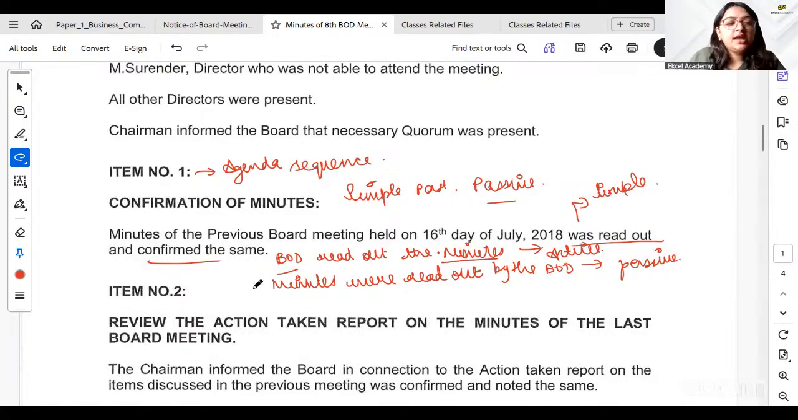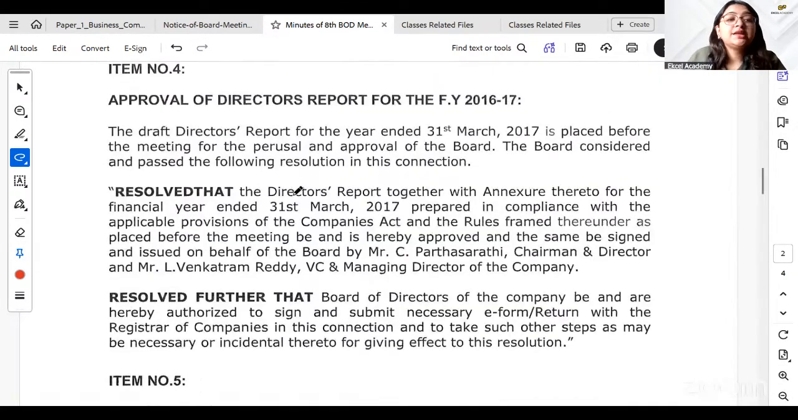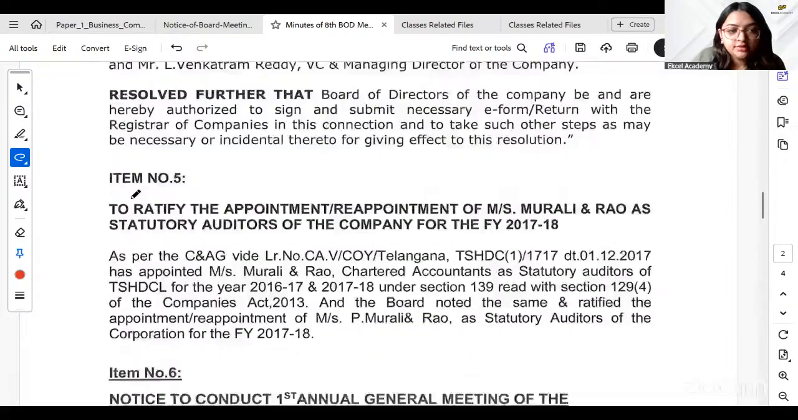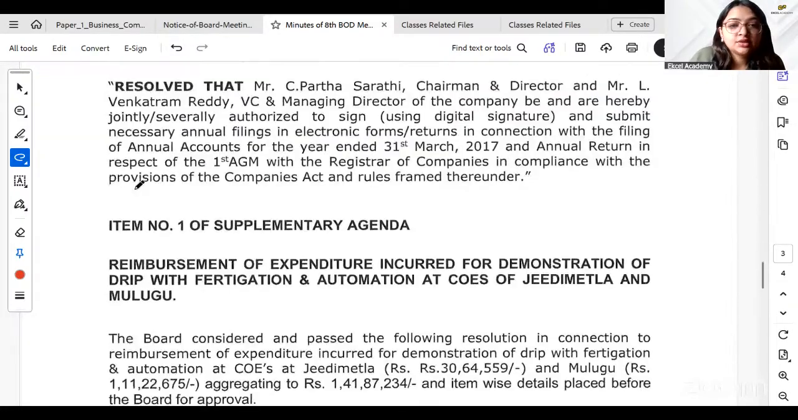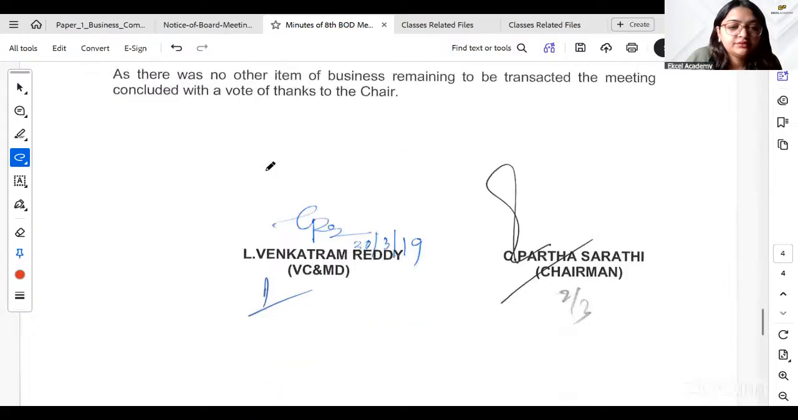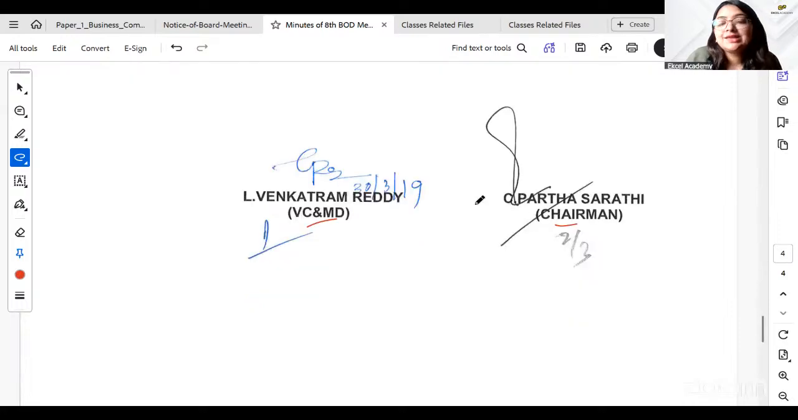Then, as you proceed, you will write down all the points that have been discussed as per your agenda. So you have your notes of discussion, and then you have your resolutions, which are the official written record of what you have decided in the meeting. So this is how your minutes look. This is just a sample. You can end with a vote of thanks, saying the meeting concluded with a vote of thanks to the chair. You will have your VC and MD and your chairman signing your minutes.